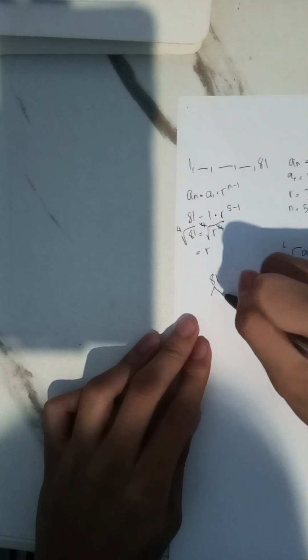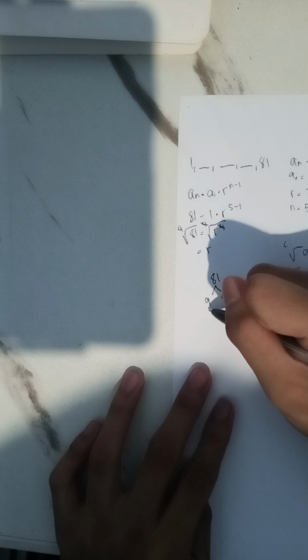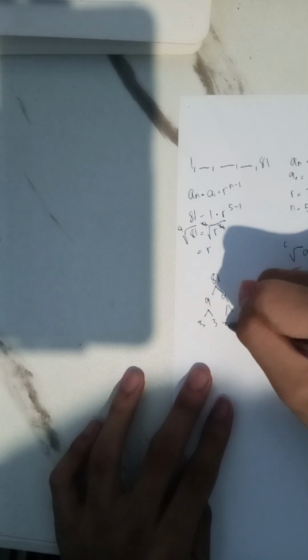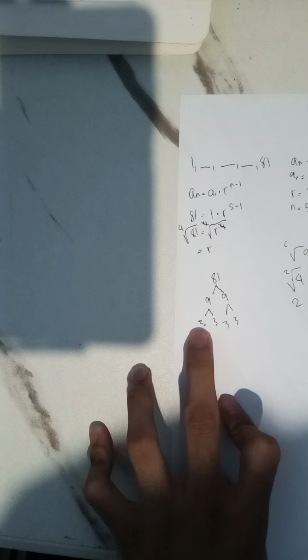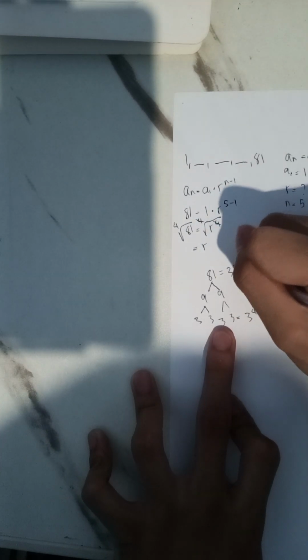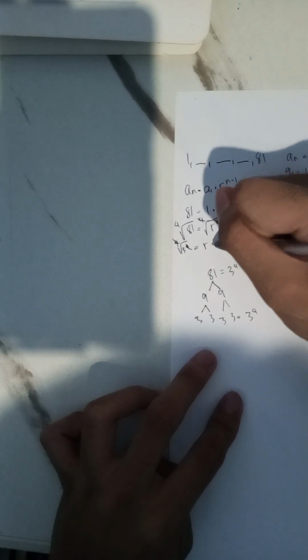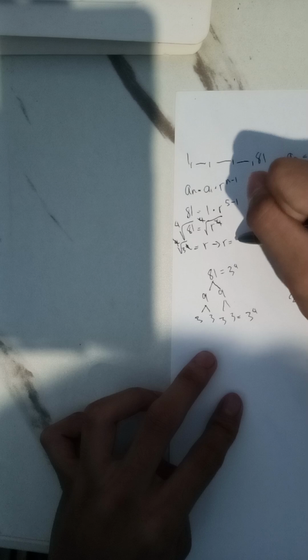We know that 81 is 9 times 9. But 9 can be written as 3 times 3. So since we have four 3s, we can write this as 3 raised to 4. So 81 is also equal to 3 raised to 4. Instead of 81, we will write 3 raised to 4, all under the 4th root. Since these are the same, they cancel. So r is equal to what number? 3.